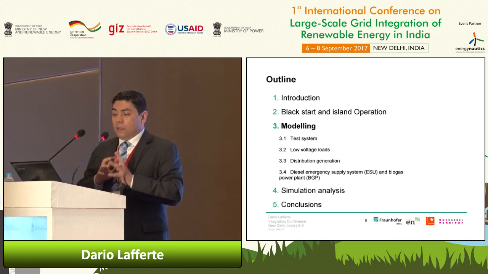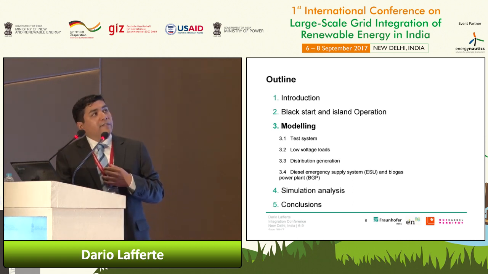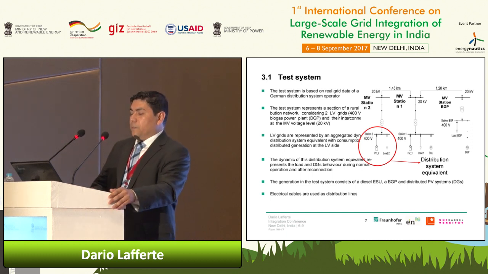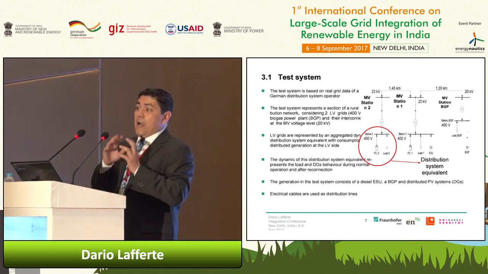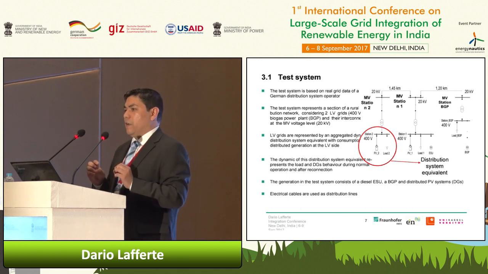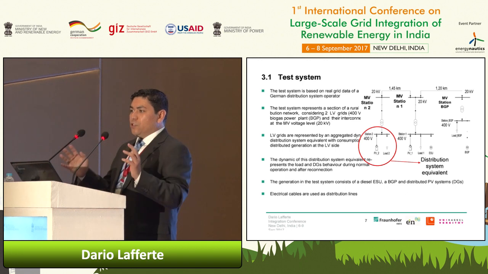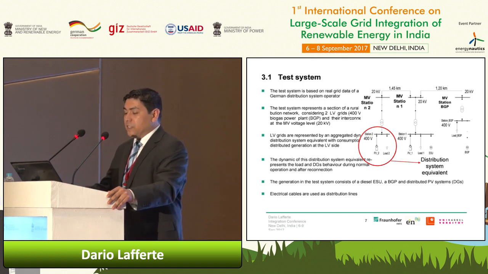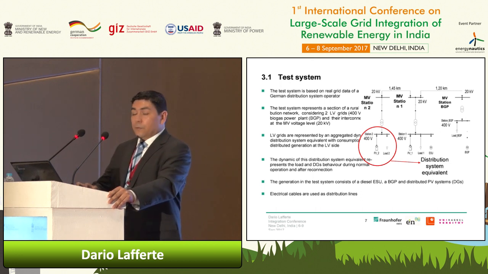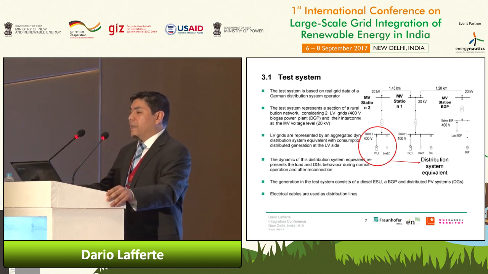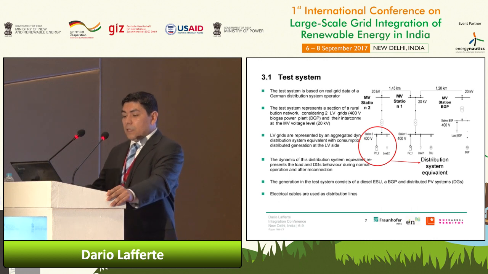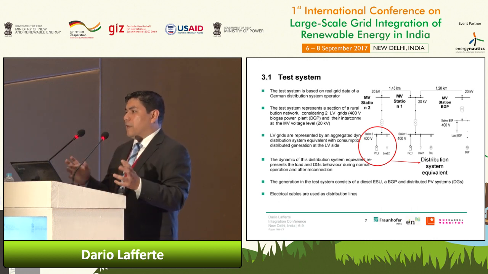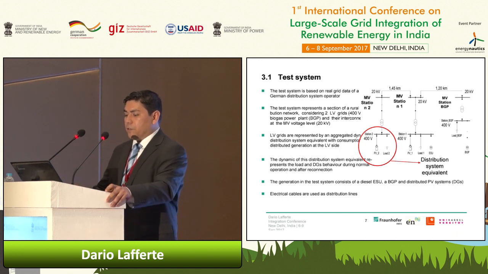The modeling for this approach: we have here the test system. This test system has two rural low voltage grids and a biogas power plant at the low voltage level, and they are connected through a section of the medium voltage distribution grid. The test system is based on real grid data of a German distribution system operator, and the distributed generation and loads are represented here by a dynamic distribution system equivalent, and we consider, for this equivalent, normal operation and behavior after reconnection.